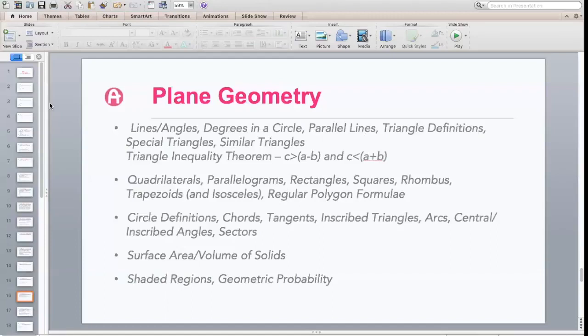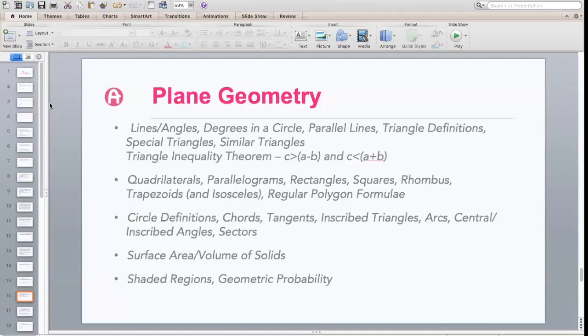With circles, they need to know the corresponding parts: diameter, radius, circumference, area. They need to know the difference between what a chord is and what a tangent line is, and then the various relationships of inscribed triangles in semicircles and in a full circle, as well as how to calculate arcs, the central and inscribed angles and their relationships, as well as calculating sectors.